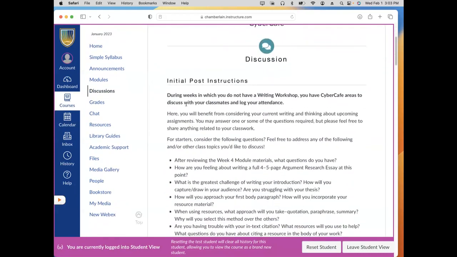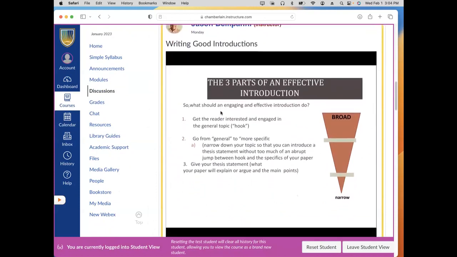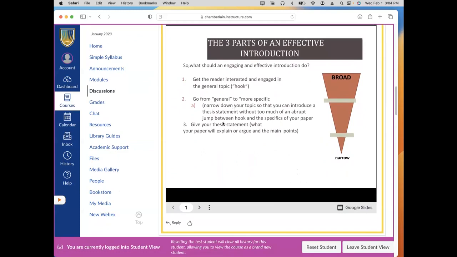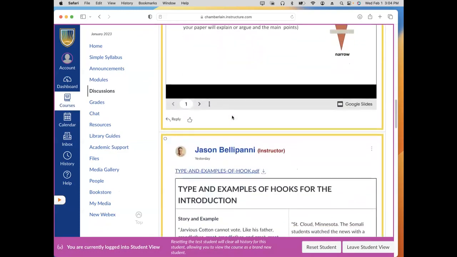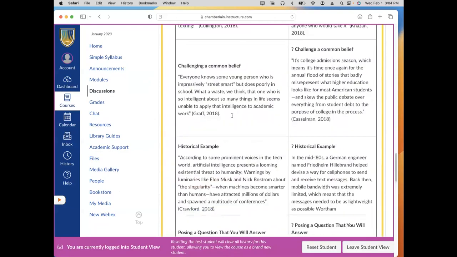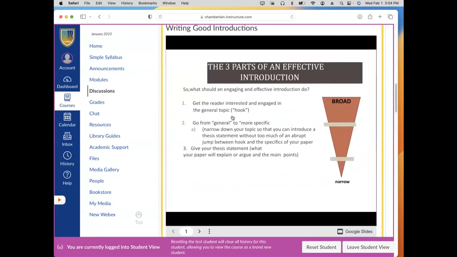In any event, the Cyber Cafe is where I will be dropping these little bits of information that I made up to try to help people with this week's work. So I have the introduction here, and then I'm going to put in today I'll probably put in something for the body paragraph and the conclusion.